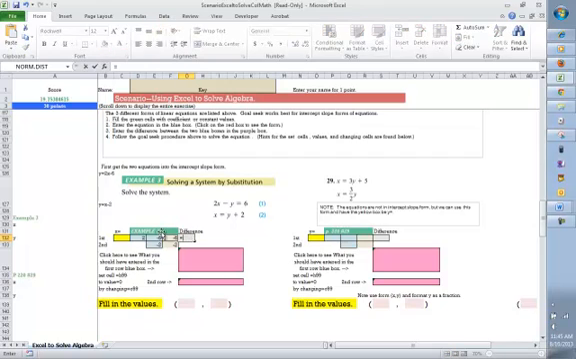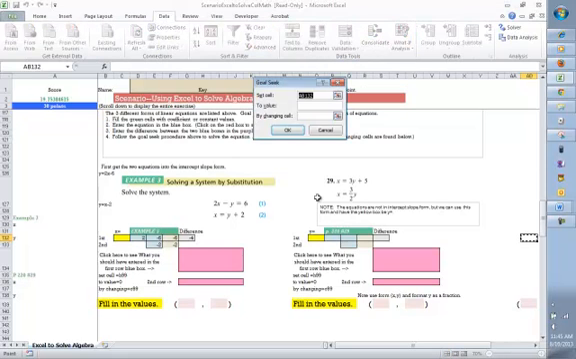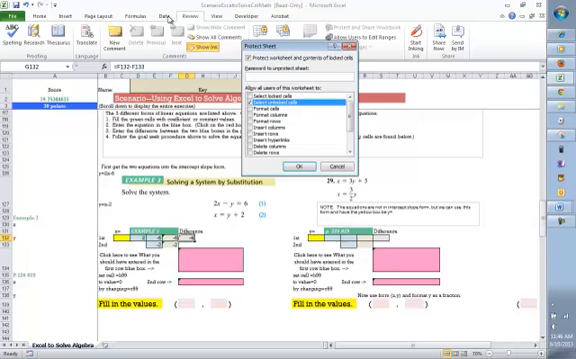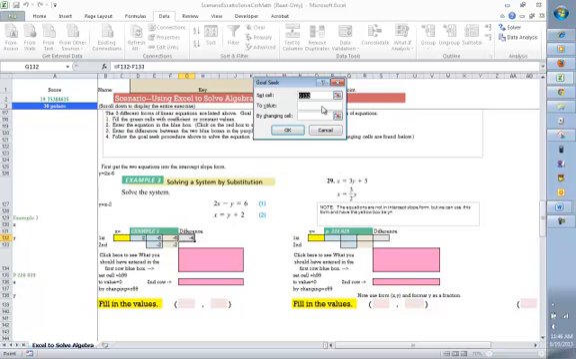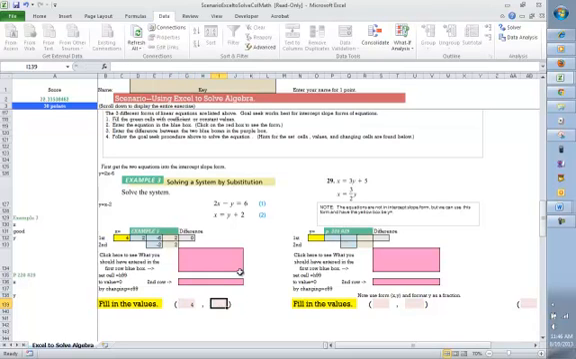We want the difference to be 0, equals this minus this. We want the difference to be 0. So let's go to data, goal seek, and we're going to set the value to 0 by changing our x value, and we get 4. So x is 4 and y is 2.